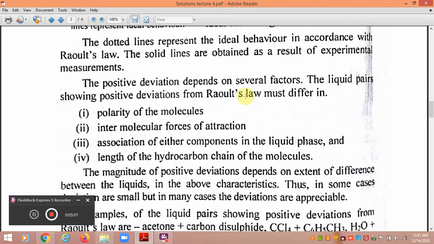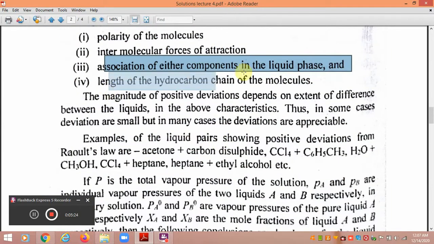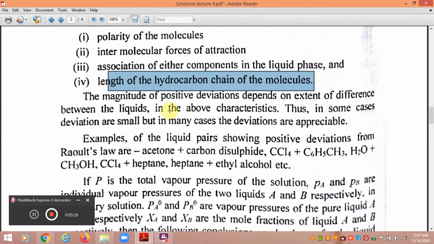This positive deviation depends on several factors. The liquid pairs showing positive deviation from Raoult's law must differ in polarity of the molecule, intermolecular forces of attraction, association of either component of the liquid phase, and the length of the hydrocarbon chain of the molecule. The magnitude of positive deviation depends on the extent of difference between the liquids in the above characteristics, and in some cases the deviations are small, but in many cases deviations are appreciable.